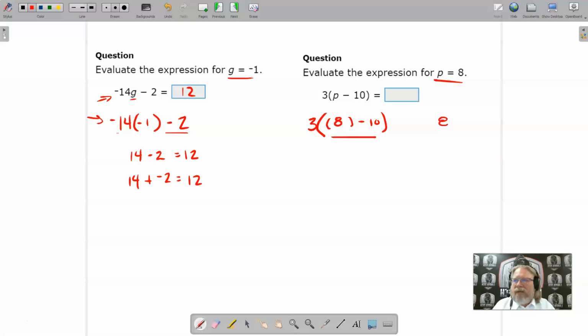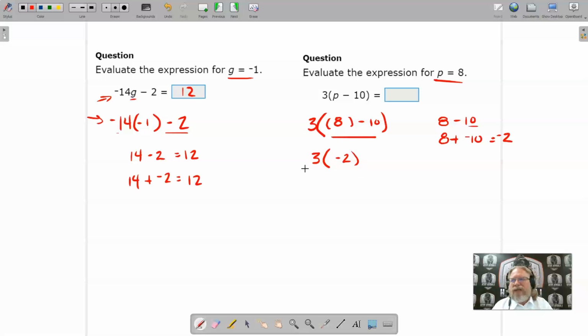8 minus 10 is the same as 8 plus, change the subtraction to addition, take the opposite of the next number, -10. So now I know that they are different signs, so I can subtract the lesser absolute value from the greater. So 10 minus 8 is 2, and 10 has the greater absolute value, so I'm going to use the sign that goes with it, so it's a -2. So I end up with 3 times -2, because 8 minus 10 is -2.